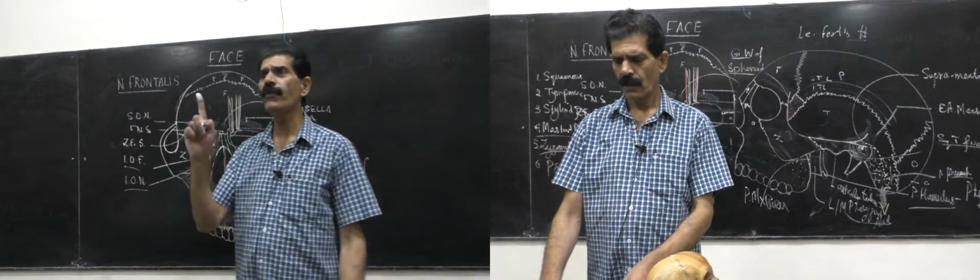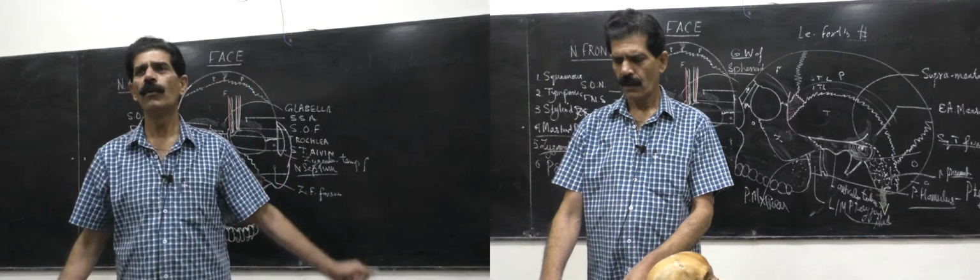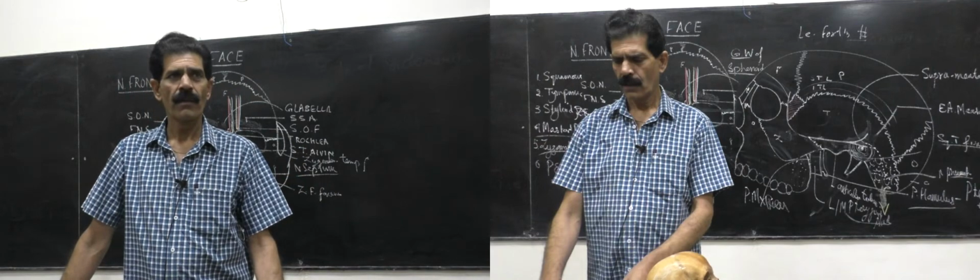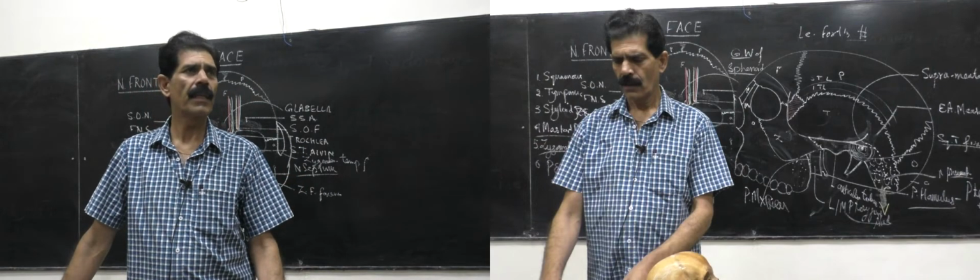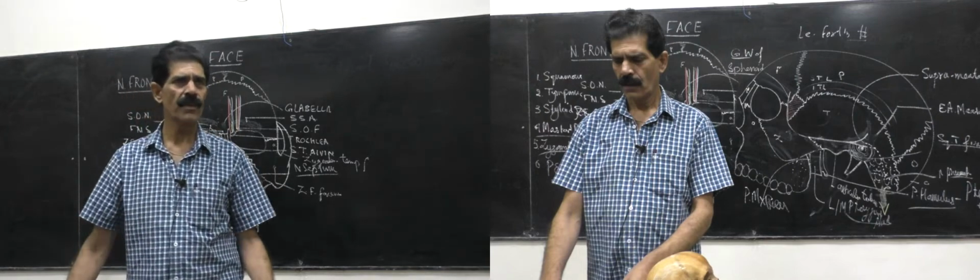Both are the branches of the maxillary division of the trigeminal, which terminates as the infraorbital nerve. So this is how you remember the foramina in the Norma Frontalis and the structures passing through them.